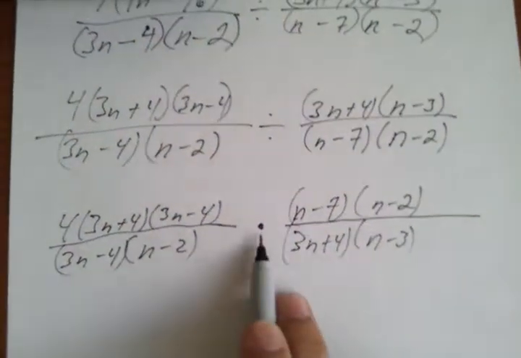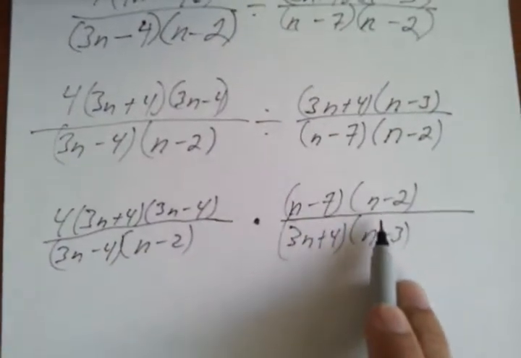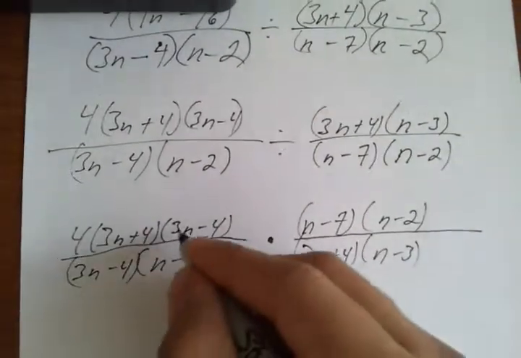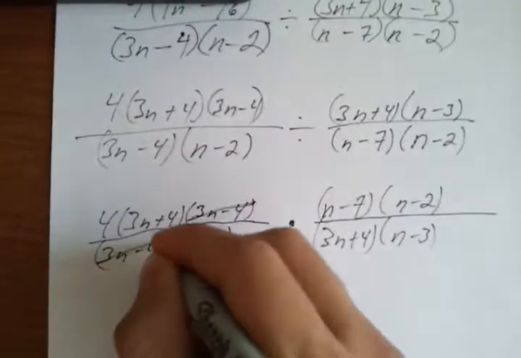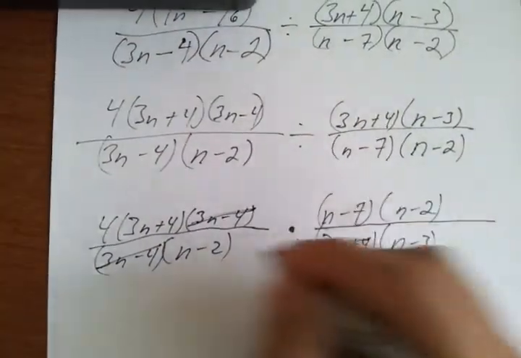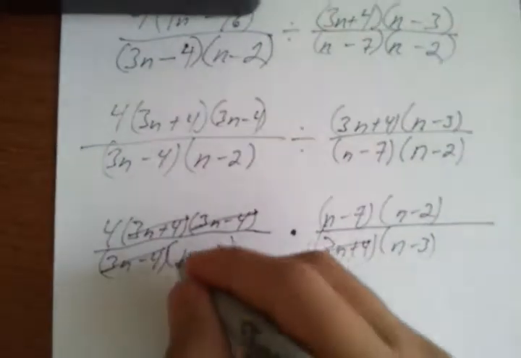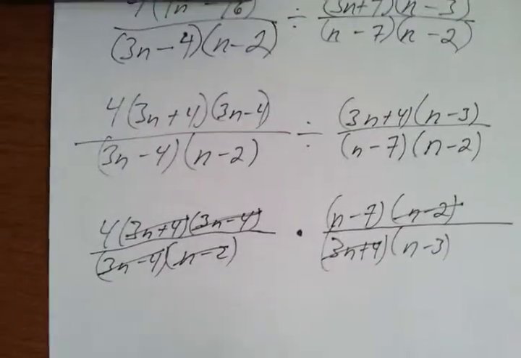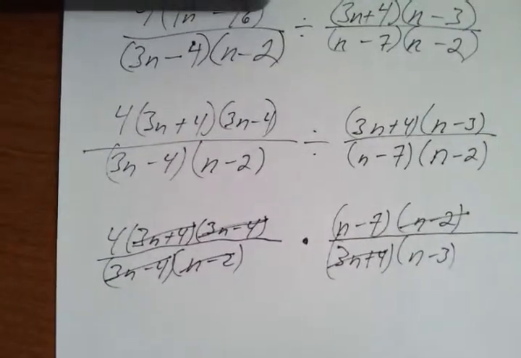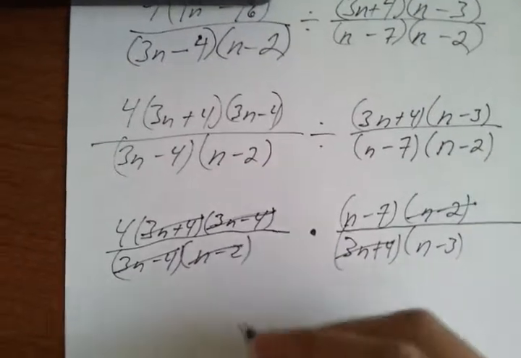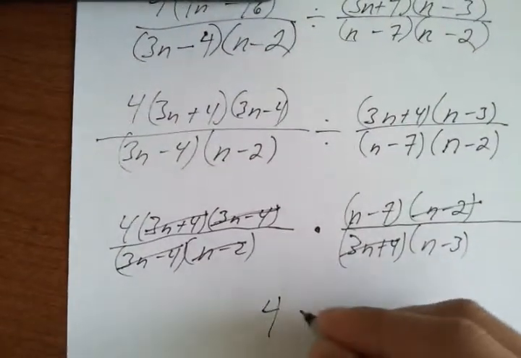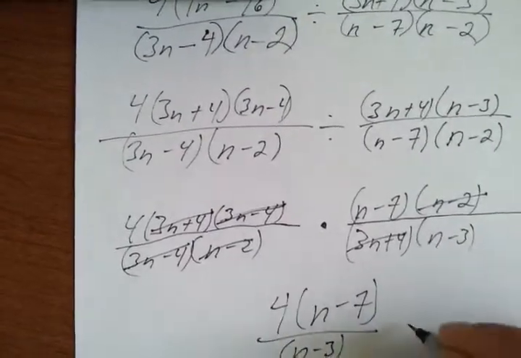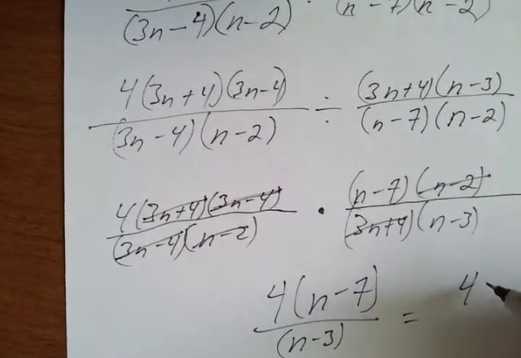Now that we are multiplying everything here, we can now divide out. And we look for common factors. We have 3n minus 4, which divides out. We have 3n plus 4, which divides out. n minus 2 divides out, and it looks like that's all of the factors which divide out by becoming 1. Now we just write what is left, which is 4 times n minus 7 all over n minus 3, and we can get rid of the parentheses in the denominator.